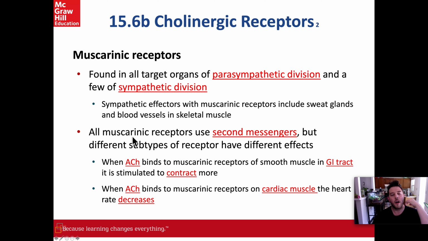All muscarinic receptors use secondary messengers, but different subtypes of receptors have different effects. So they're going to have those G protein second messenger cascades. When acetylcholine binds to muscarinic receptors of smooth muscle in the GI tract, it's stimulated to contract more. So you have your acetylcholine binding in the GI tract, it contracts. Acetylcholine binding receptors in cardiac muscle will cause the heart rate to decrease. So again, it's not always going to cause the same effect just because they're both binding muscarinic receptors. The effector organ does make a difference.